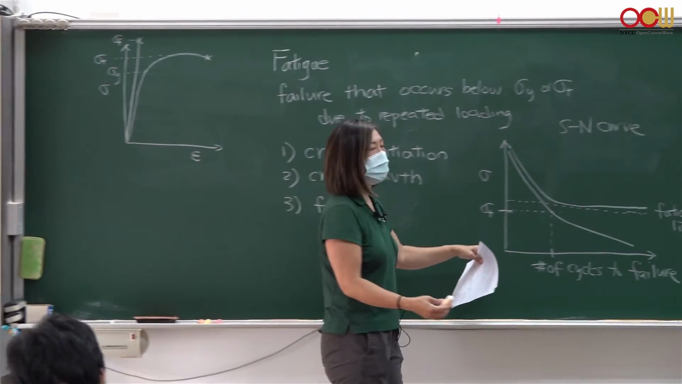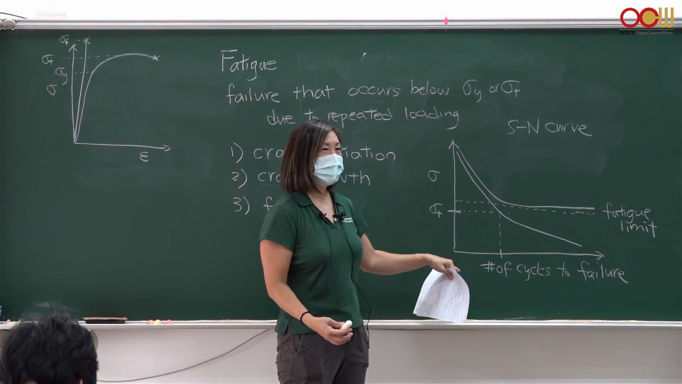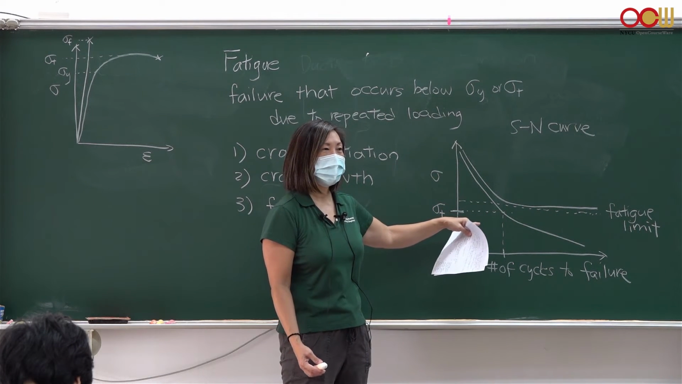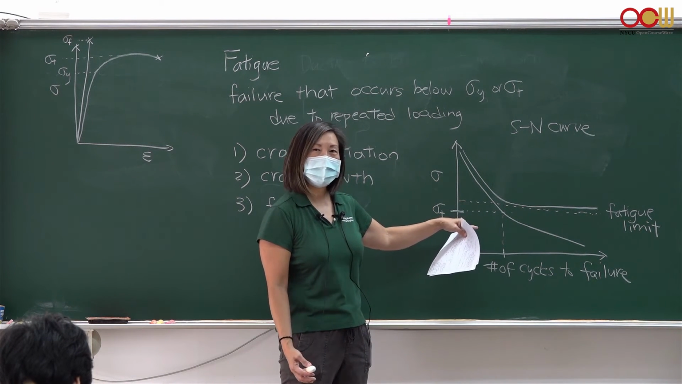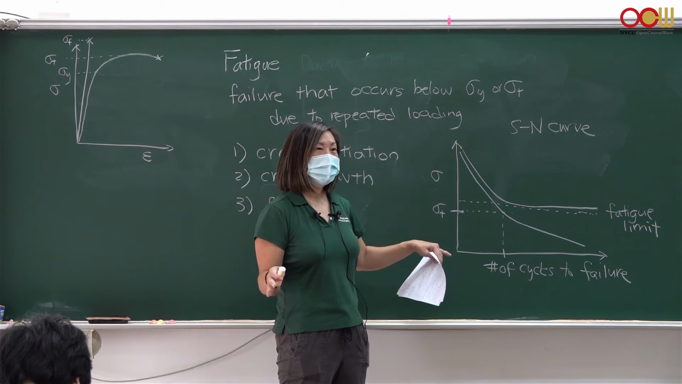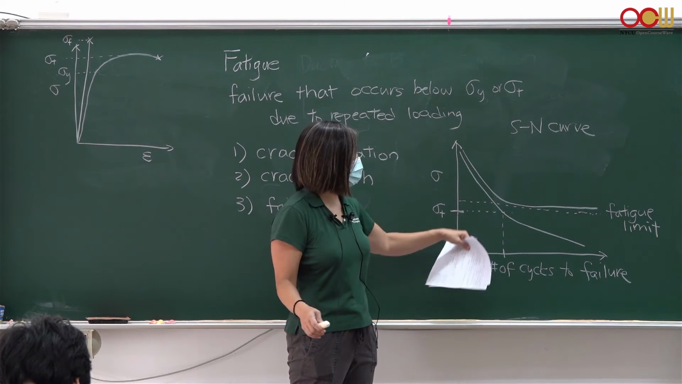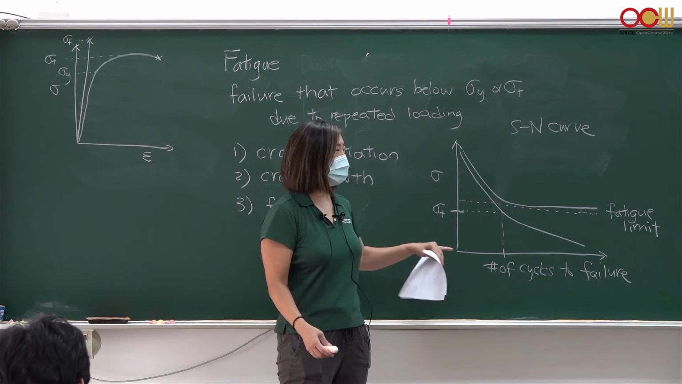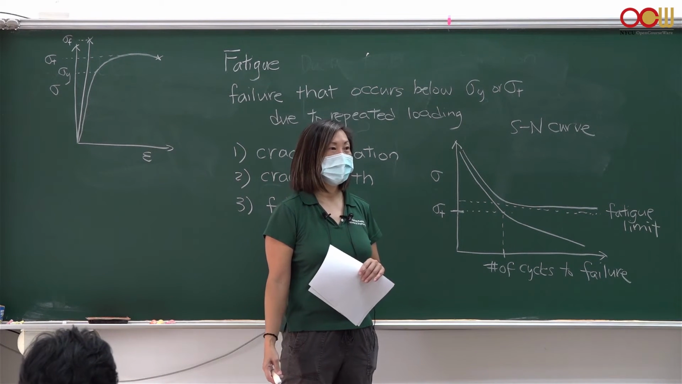So you need to know if your airplane wing is made out of a material that doesn't have a fatigue limit. You need to know at what stresses the wing is going to experience and how many times you're going to allow it to be used. Okay, so that's why this is important to know.